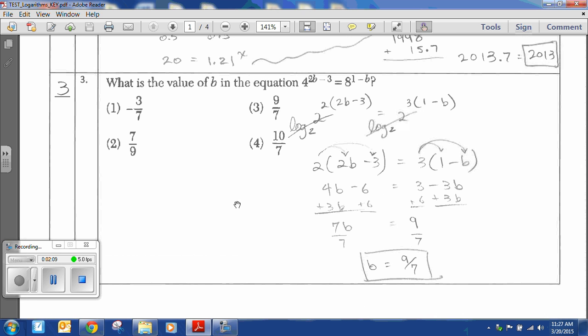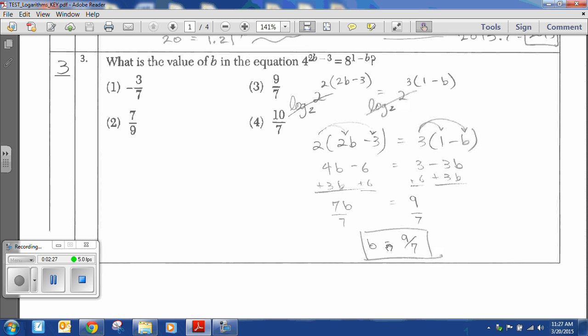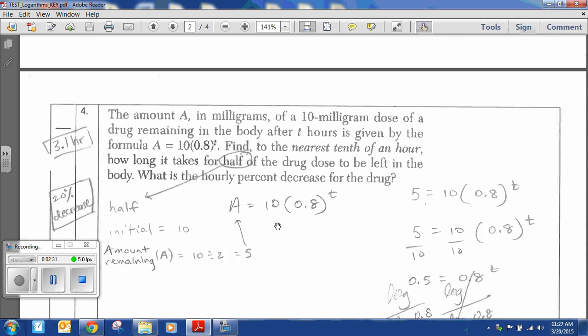Number 3. This right here is where you have to find the base, make the bases the same. So we go 2 squared and 2 cubed. Cancel them out, or you can take the log base 2 of both sides. And then we distribute, giving us this equation. And our solution is b equals 9/7.